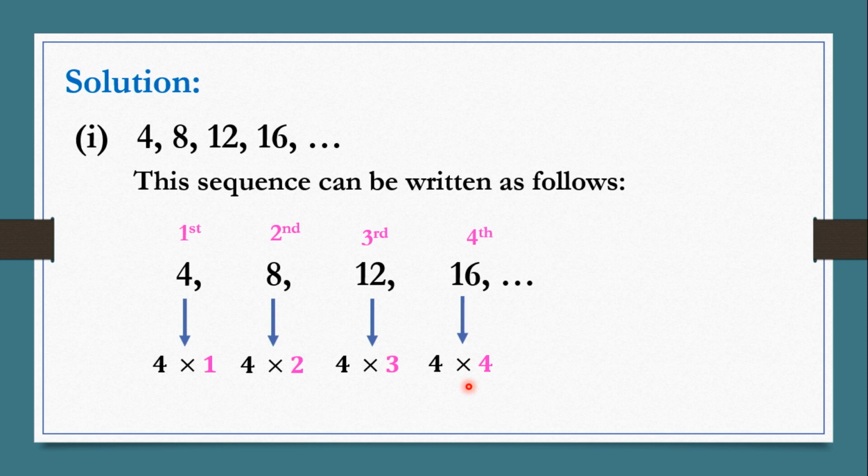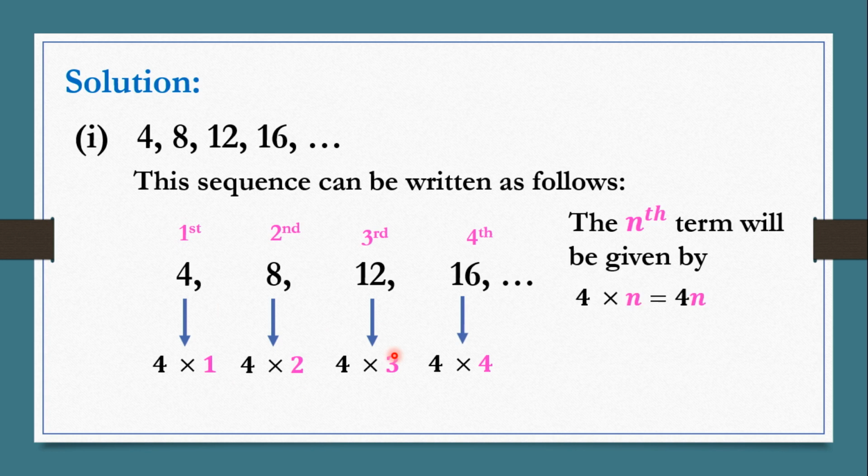So what do you notice? Yes, these two are the same. The first term is 1, second term 2, third term 3, and so on. So the nth term will be given by 4 times n, which is 4n. We call this the general term of the sequence. So here, the nth term is 4n, that is, the general term is given by 4n.